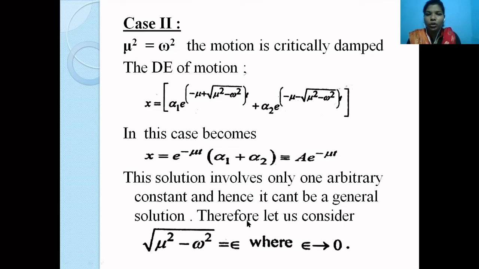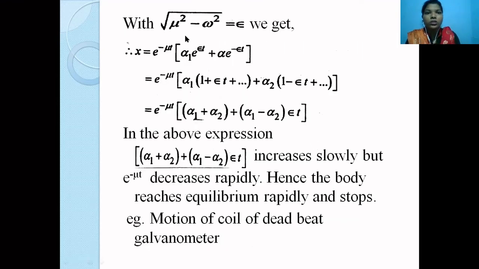So we need to make a modification where we can substitute mu square minus omega square equal to epsilon squared, where this epsilon tends to go to 0. If this is the case, we can further have a solution to this equation. So let us see what solution we get if I substitute square root of mu square minus omega square equal to epsilon instead of putting an equality sign. We get e raised to minus of mu t, alpha 1 e raised to epsilon t plus alpha 2 e raised to minus of epsilon t.